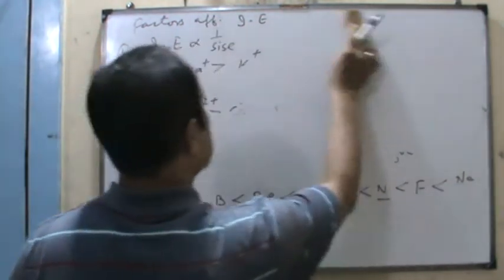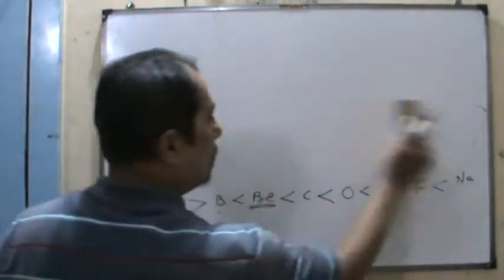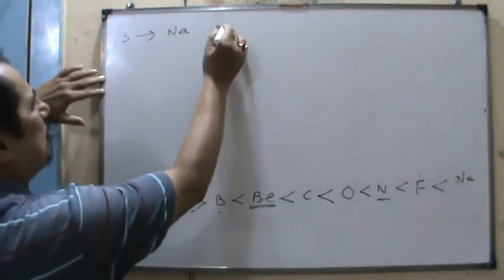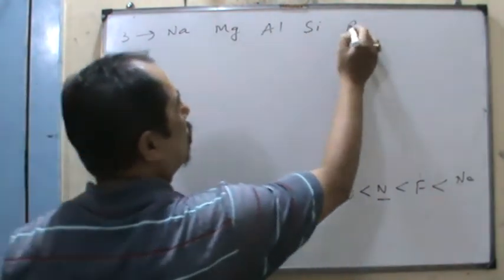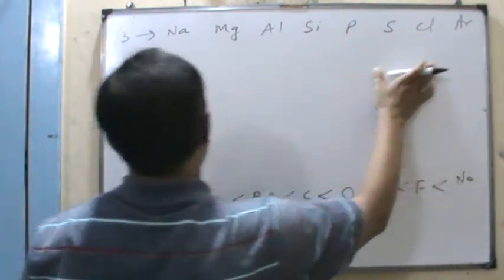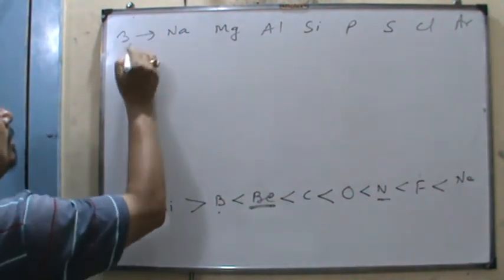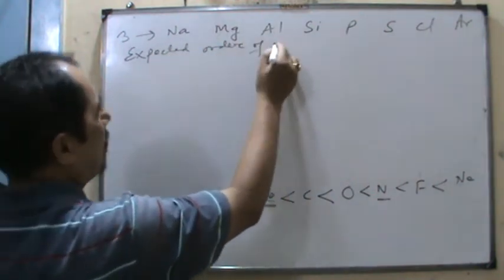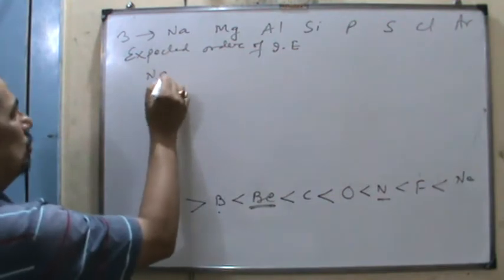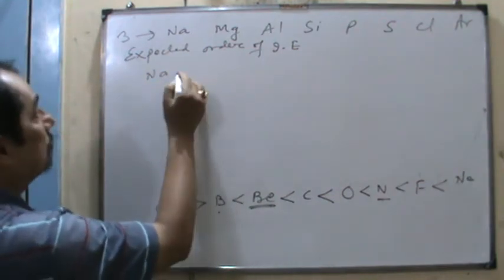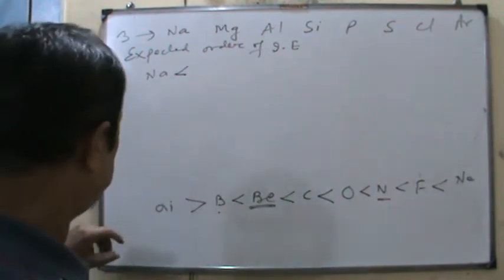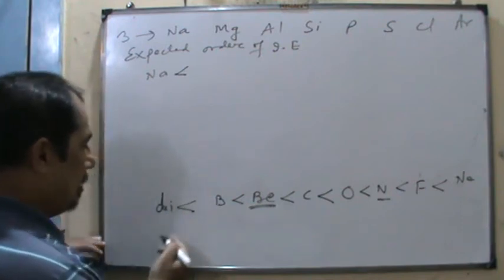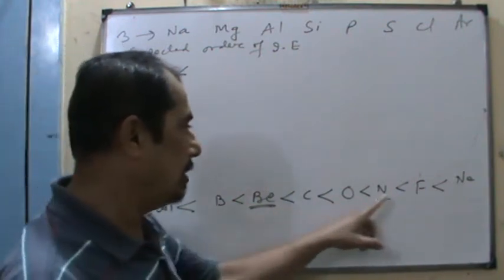Just like you apply this system in the 3rd period of the periodic table: sodium, magnesium, aluminum, silicon, phosphorus, sulfur, chlorine and argon. So in period 3, the expected order of ionization energy. One thing, dear students: lithium has lesser than boron, then beryllium, carbon, nitrogen, oxygen.